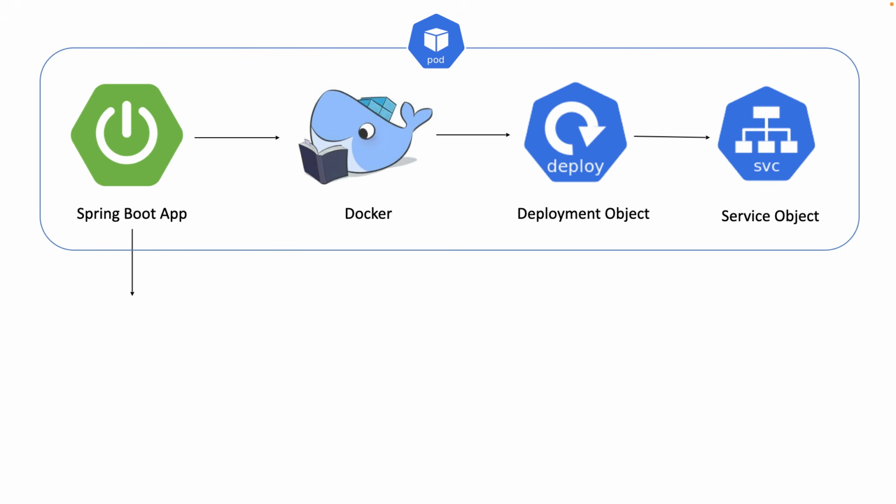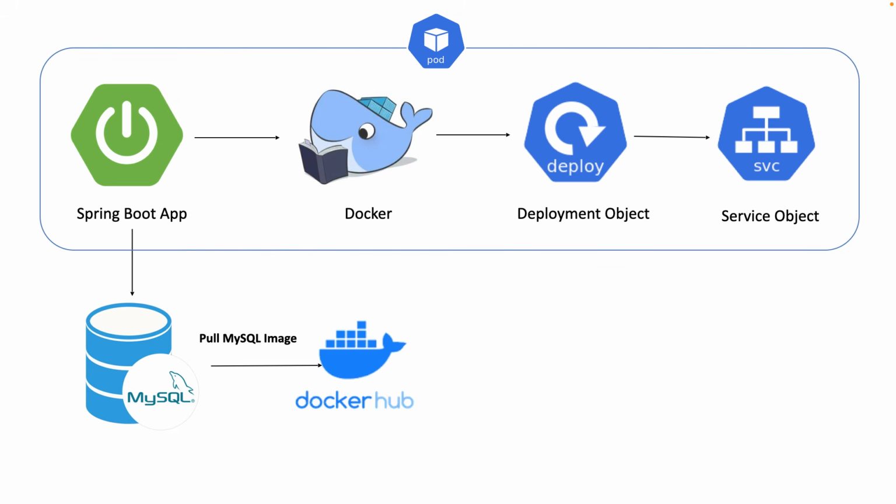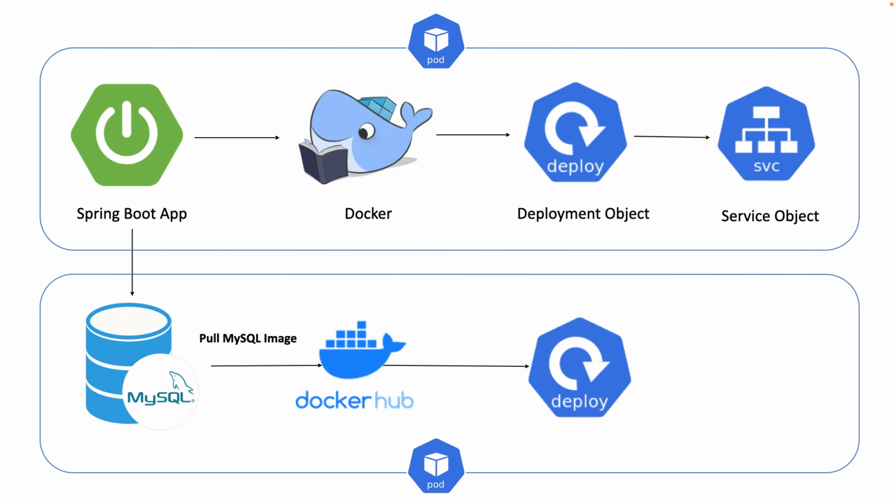Now in our application, we are going to integrate a MySQL database, right? So here we need to run the database instance in different pods inside the Kubernetes cluster. The way we deployed our Spring Boot app to Kubernetes, we need to follow similar steps for the database instance as well. At the first step, you need to pull the MySQL image from Docker Hub. Then you need to create the deployment object and tell Kubernetes to take this MySQL image and run it inside separate pods. Then you can create a service object so that you can expose your DB instance outside the Kubernetes cluster so that your Spring Boot application can connect to that MySQL DB instance.